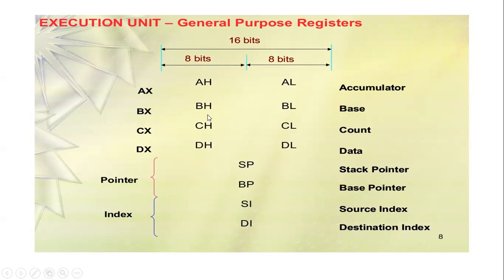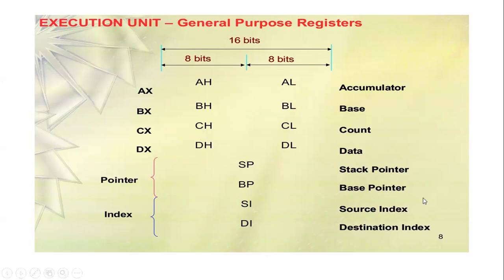BX is also a 16-bit general purpose register. It contains BH and BL, each of 8 bits. It is a base register. It is mainly used to store the starting base address of the memory area. CX is CH and CL. It will be referred to as a counter. It is used in loop instructions to store the loop counter. DX holds input output port addresses for input output instructions.